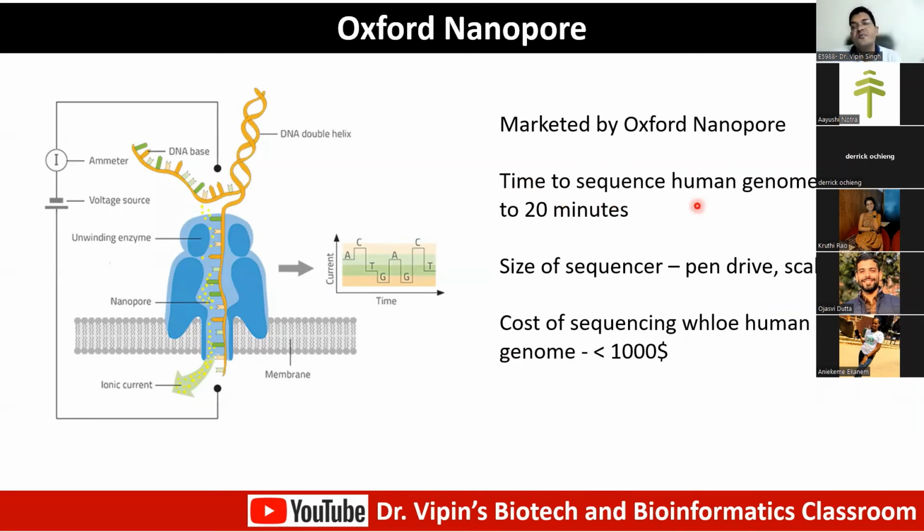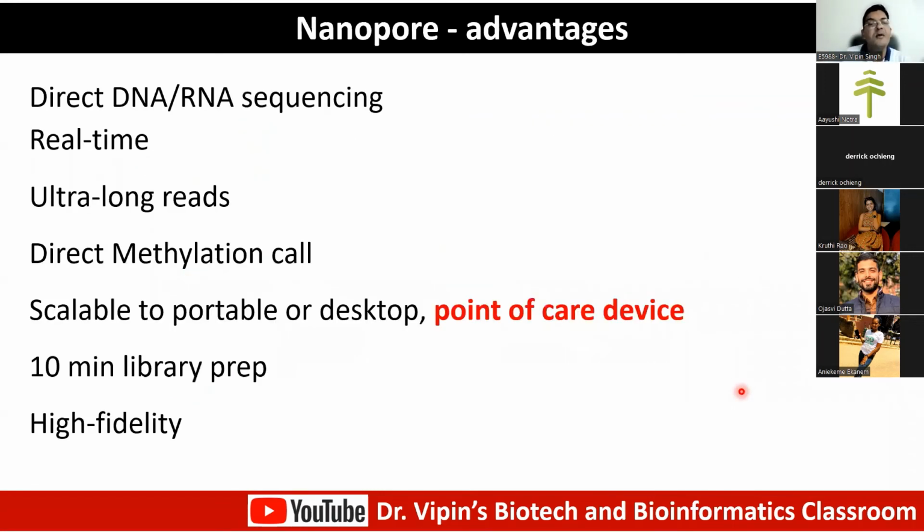Time to sequence a human genome would be roughly 1 hour, or 15 to 20 minutes if it is absolutely perfect. The size of the sequencer is a pen drive, and this is scalable. You could have multiple nanopores put together into an assembly. The cost of sequencing the human genome would be around $1,000 here, right?